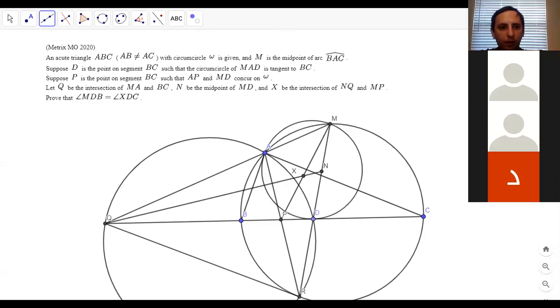So do you think you've solved it? Okay, so we have to use that N as the midpoint somewhere. Maybe I should label the center of the circle AMD. If we can prove XD is tangent, then we're done, because then angle XDQ would be equal to angle DRQ.